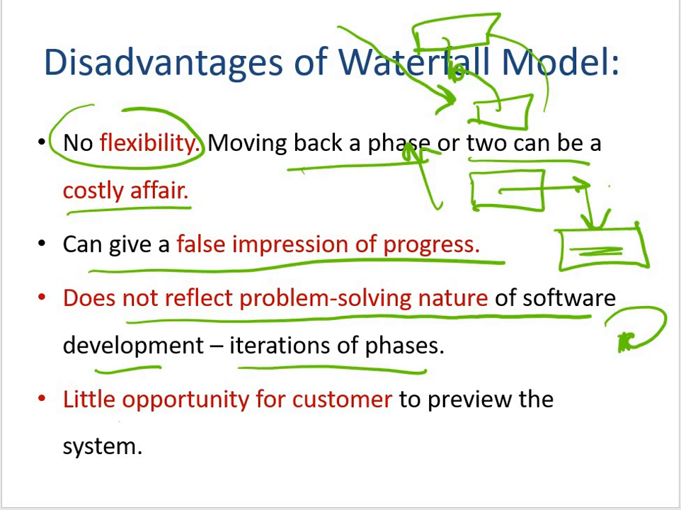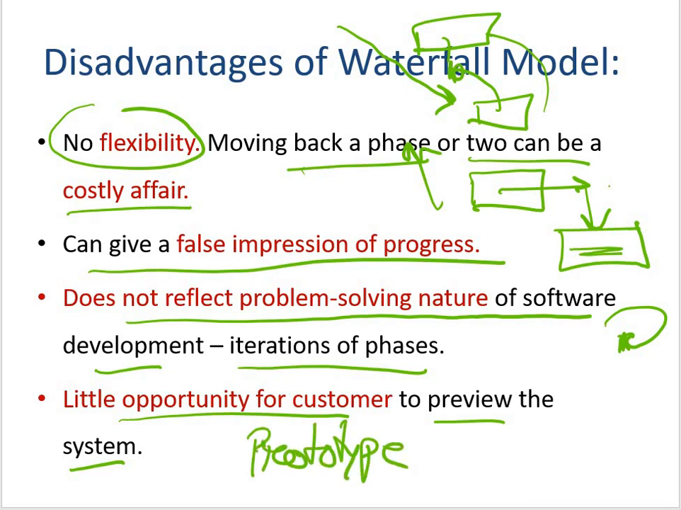Then we have little opportunity for customers to preview the system. I don't have any prototype in this particular case. How is my client going to judge? I cannot get any prototype. So how is my client going to judge what my system is going to look like? That's a major cause of concern in the case of the waterfall model.